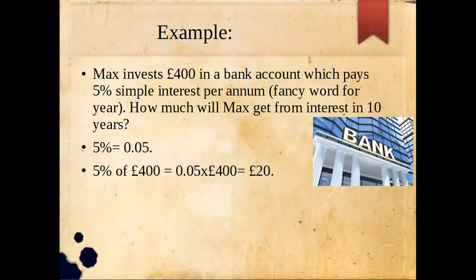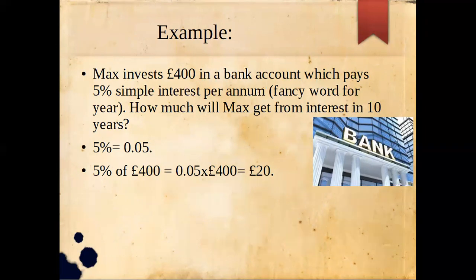First of all, if you remember how to find x% of y, we have to write the percentage as a decimal. So 5% is 0.05. We do that by dividing by 100. So 5% of £400 equals 0.05 times 400, which is equal to £20. So that tells us Max gets £20 interest, or the bank pays him £20 extra every year.